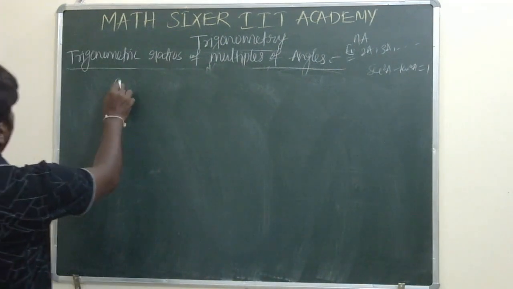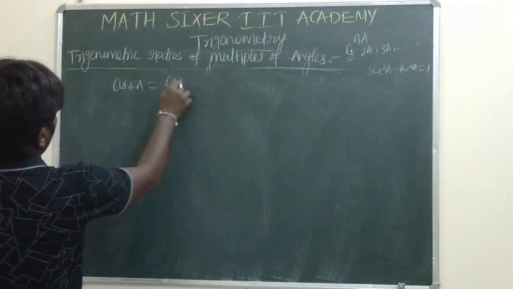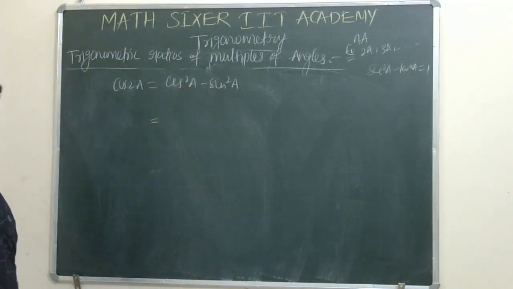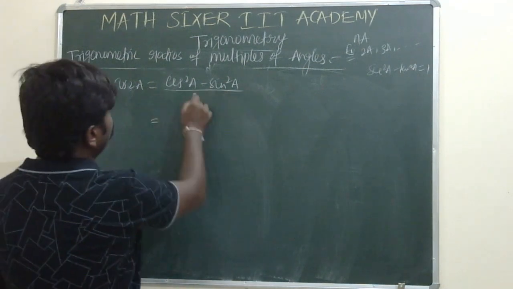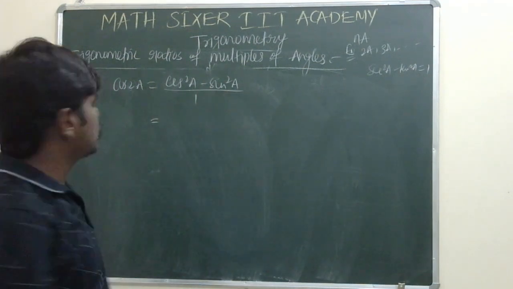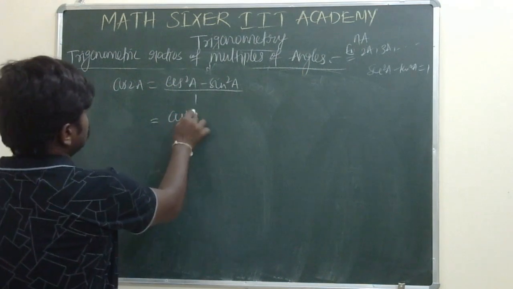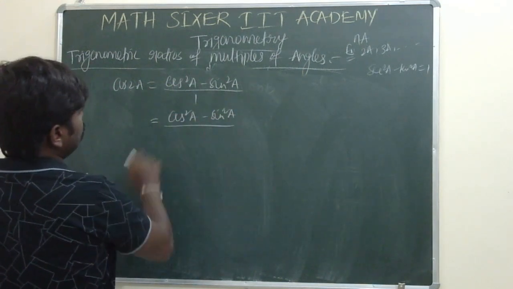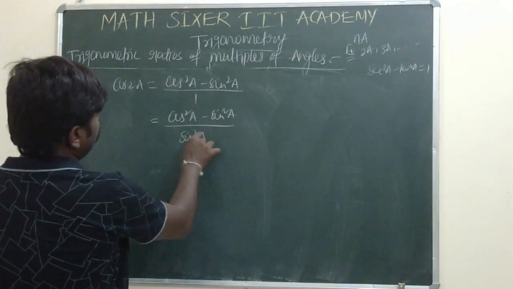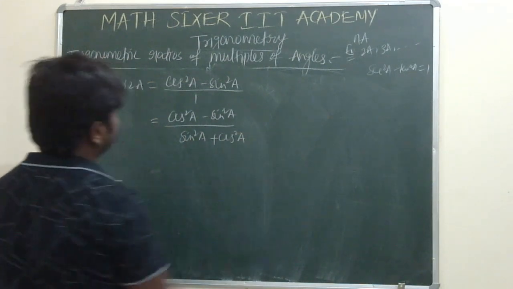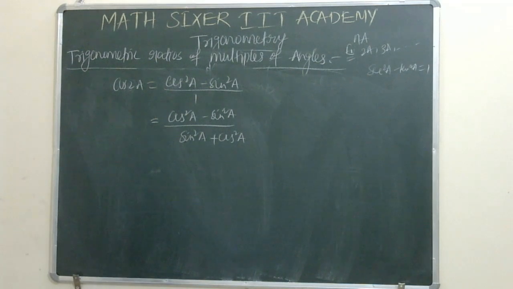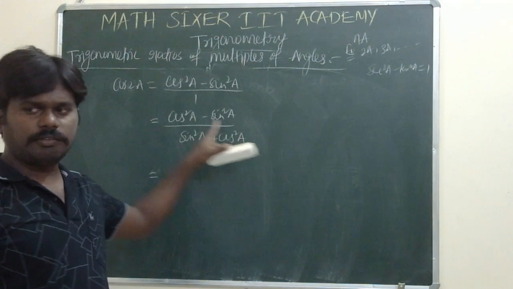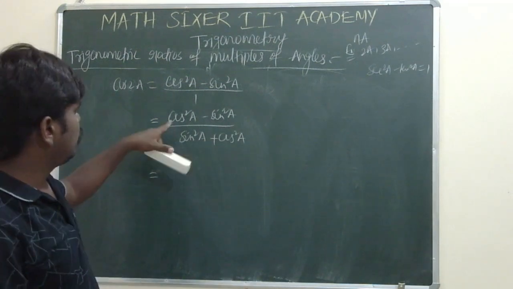So here cos 2a we have as cos square a minus sin square a. Denominator we have 1. So 1 means here, what I am writing, cos square a minus sin square a. So what we can write here is sin square a plus cos square a.